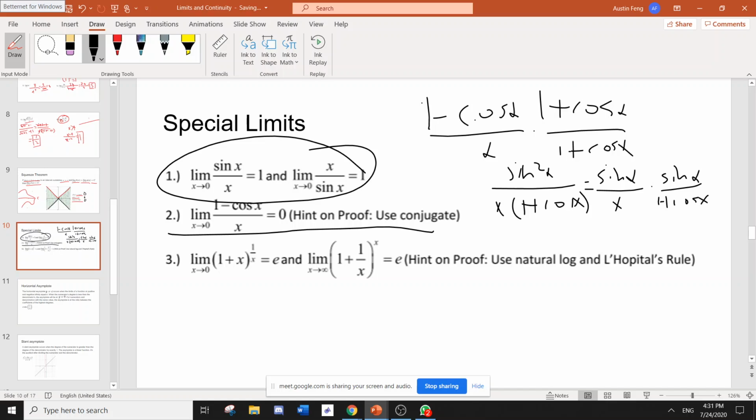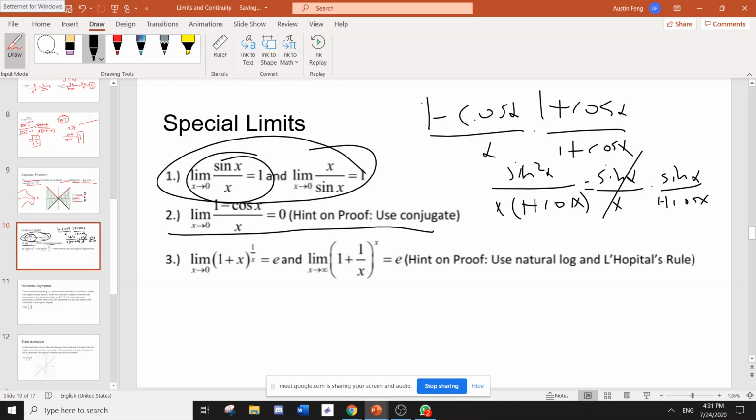And sine x over x is equal to 1 because it's our special limit. And sine x over 1 plus cosine x is equal to 0 because when we plug in x equals 0, we make a direct substitution. We get 0 over 2, which is equal to 0. So we've proved the second special limit.